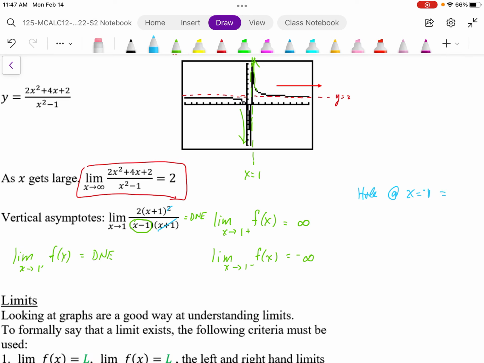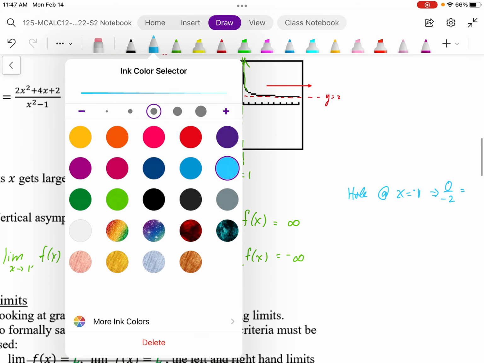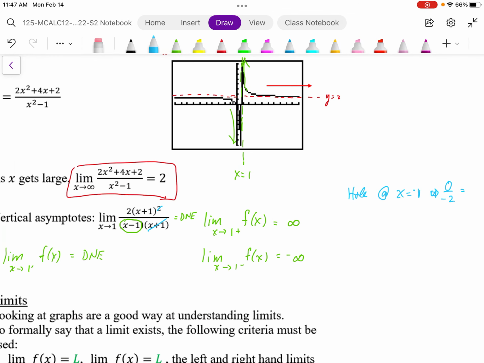So we end up with negative 1 plus 1 is 0. And we end up with negative 1 minus 1 in the denominator. And so the hole value is going to be the y value. So we say that y equals, let me just clean this up a little bit. At x equals negative 1, we say that y is equal to 0.